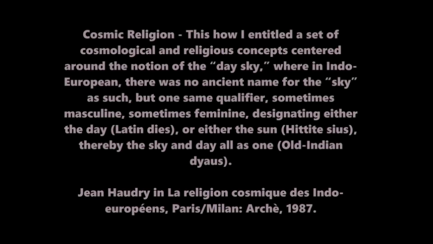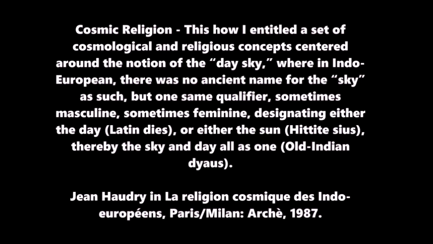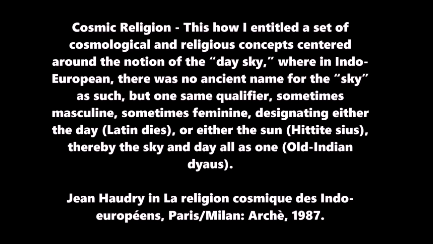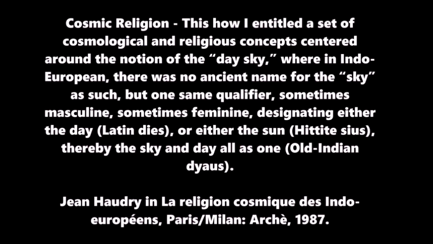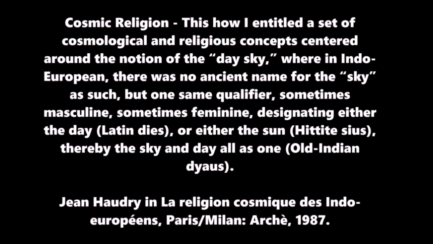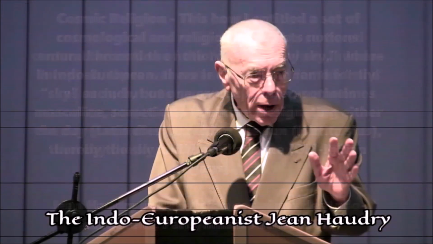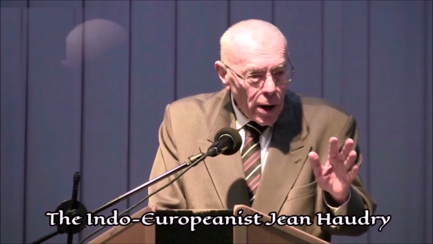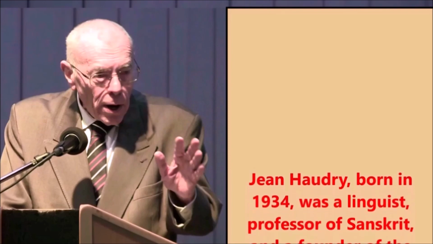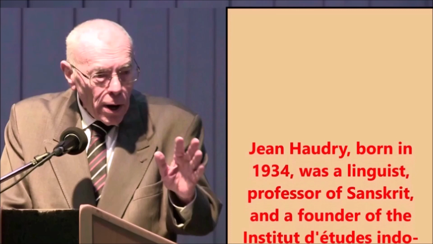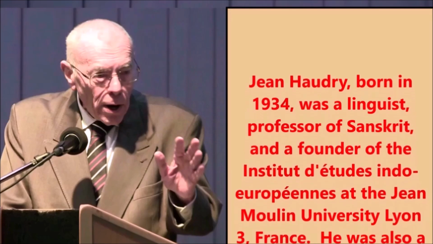In his study called Cosmic Religion, he wrote these lines. "This is how I entitled a set of cosmological and religious concepts centered around the notion of the dark sky, where in Indo-European there is no ancient name for the sky as such, but one same qualifier, sometimes masculine, sometimes feminine, designating either the day, Latin dies, or either the sun, Hittite Sius, thereby the sky and the day all in one. The Old Indo-European name Dios and Celtic Dies is also part of this list." Jean Audry in La religion cosmique des Indo-Européens, 1987.